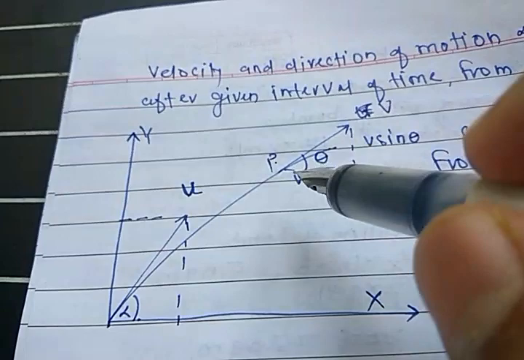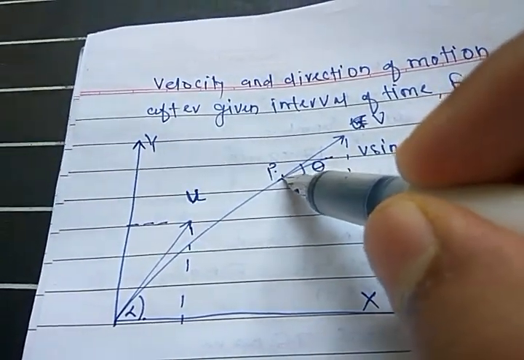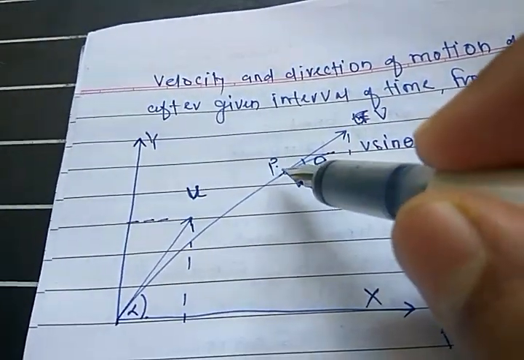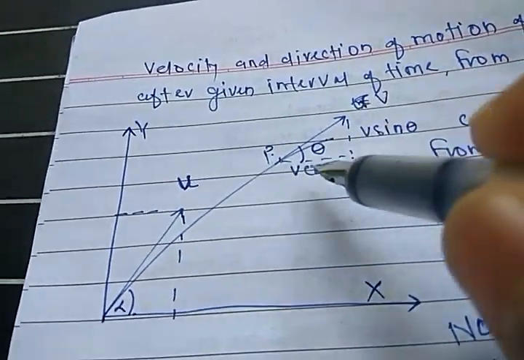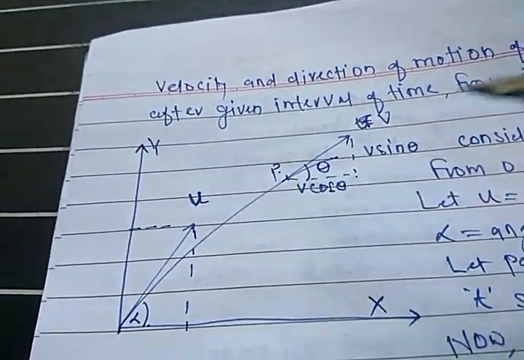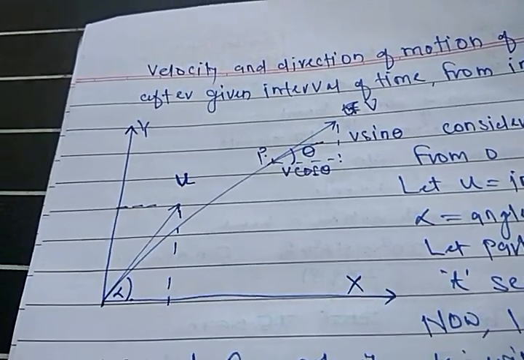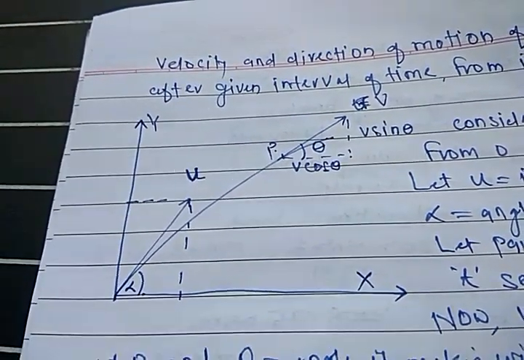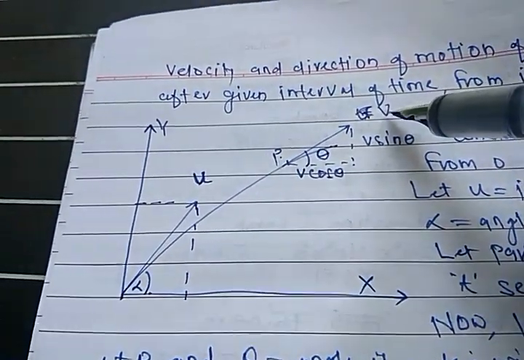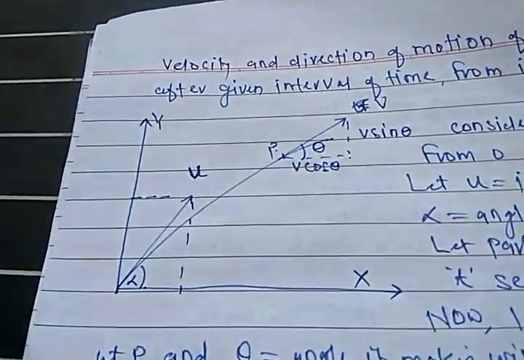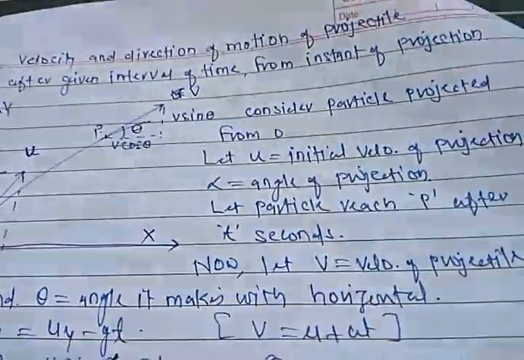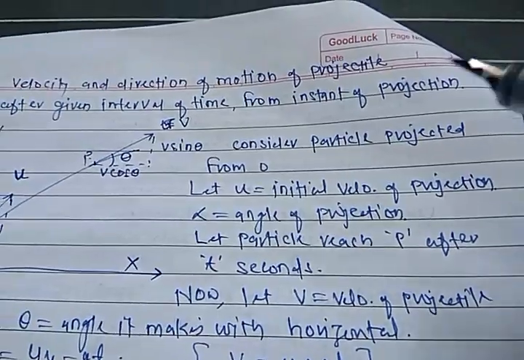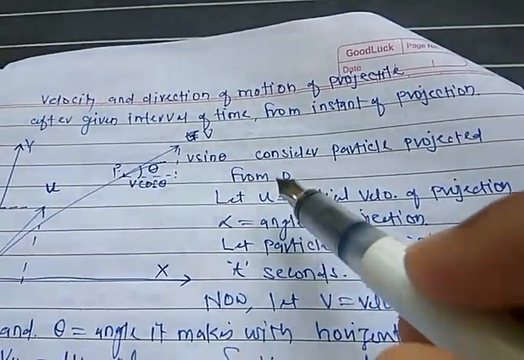After a certain time t, say it is now at point P and it is having velocity v making an angle theta with the horizontal x-axis. Okay, now our job is to predict v in terms of u and alpha. Okay, see this. Consider a particle projected from O.